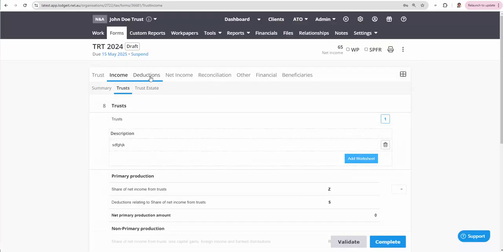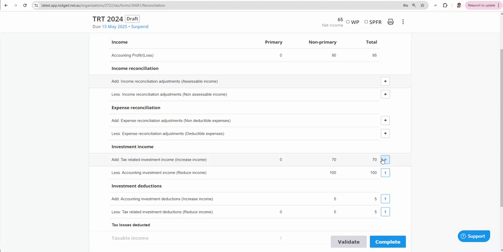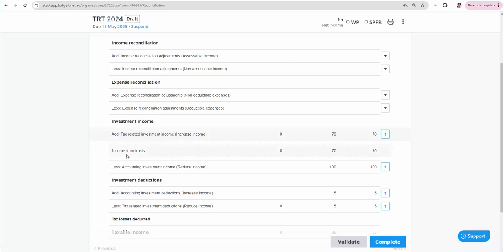Now you can see what's happening is that the income, let's have a look in the reconciliation section. So we've got the $95 accounting profit. We've got the $70 from the trust, right? Don't forget with the trust that we're splitting out the 70, and obviously it also split out the credits. You'll see that in a moment.